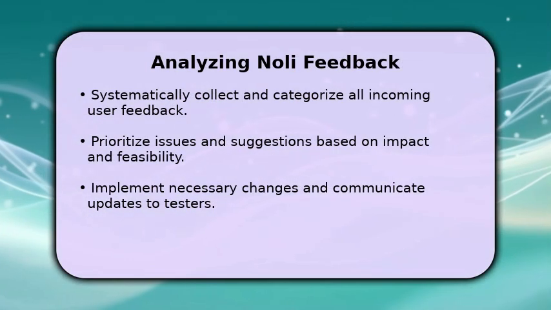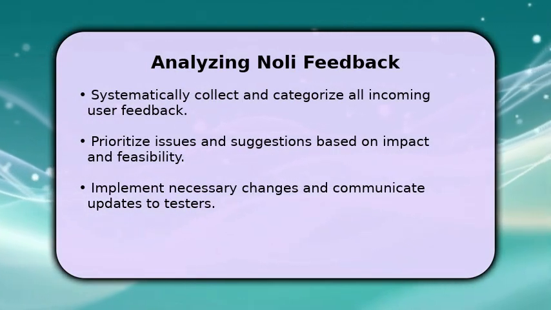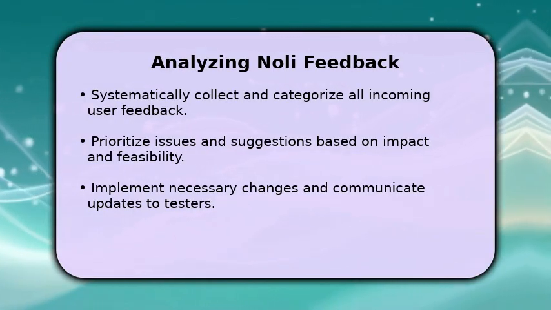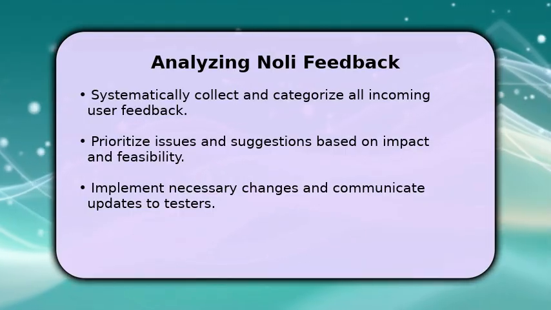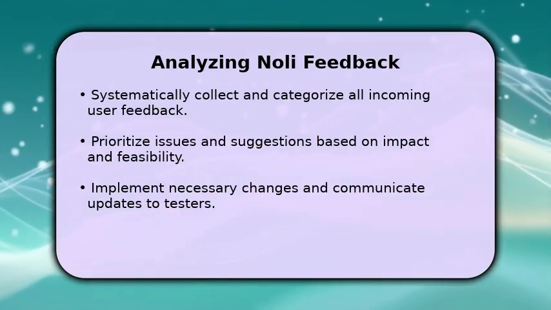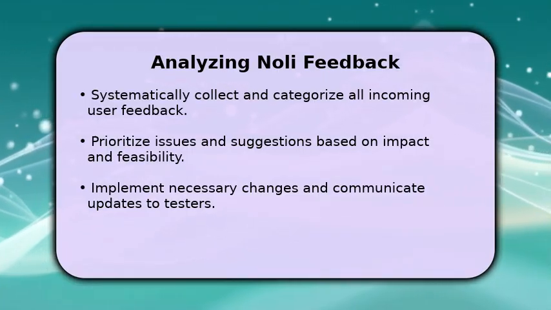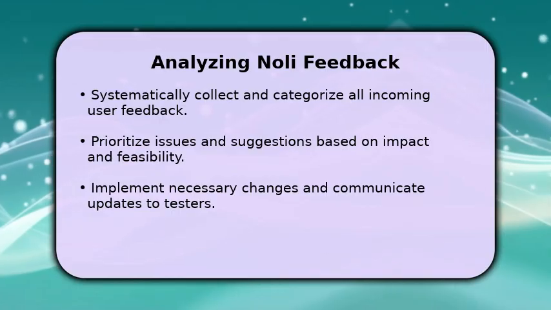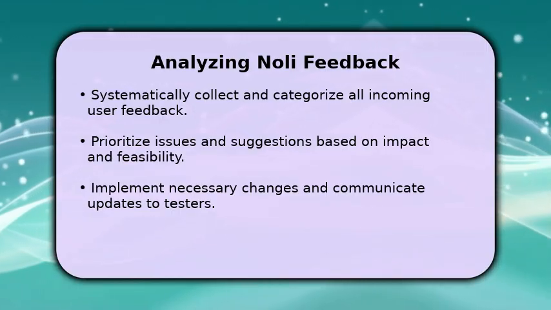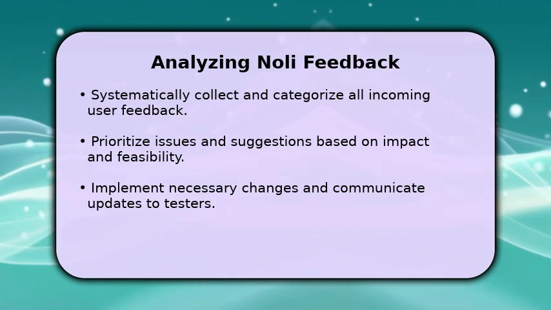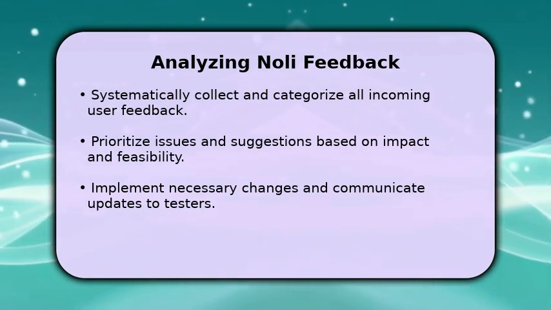Once feedback starts rolling in, organize it systematically. Categorize bug reports and feature requests to identify common themes. Prioritize issues based on their severity and how many users they affect. Implement the most impactful changes first, then communicate these updates back to your testers. This iterative process of collecting, analyzing, and acting on feedback will significantly enhance your Noli application.